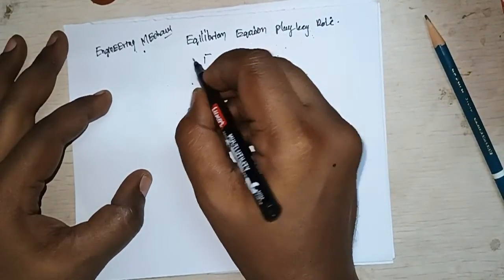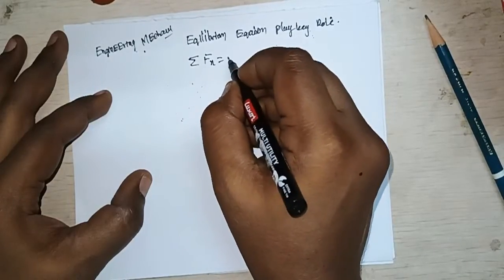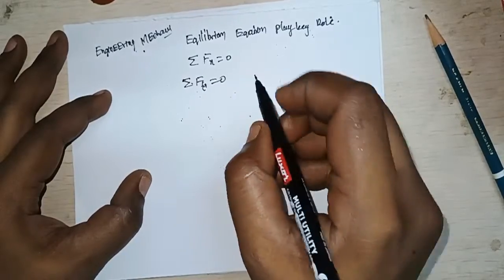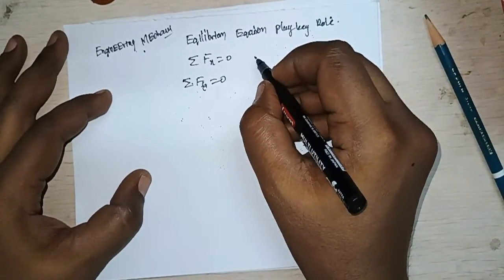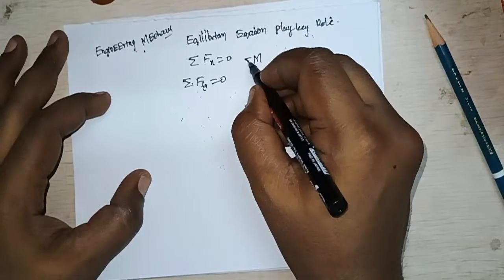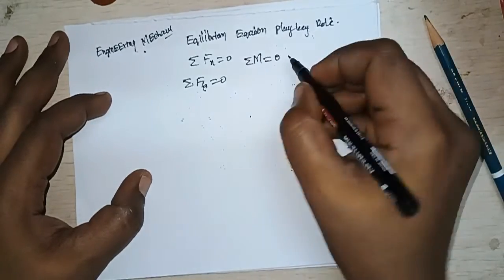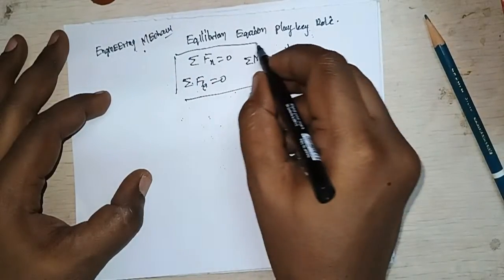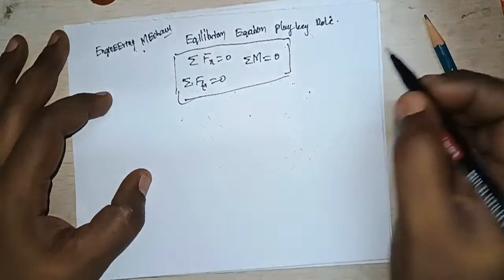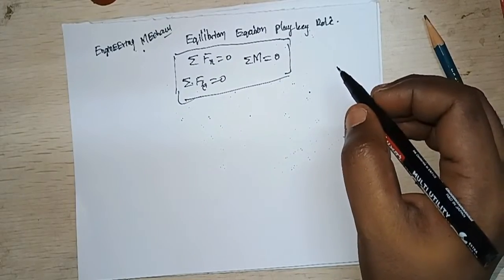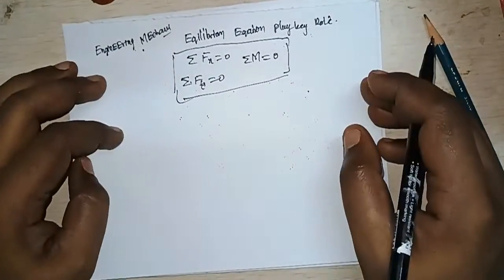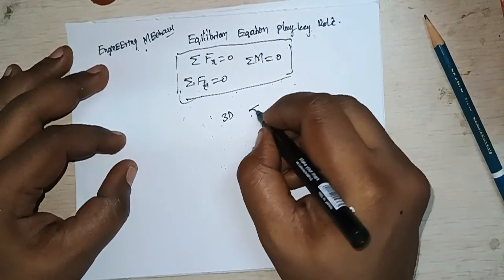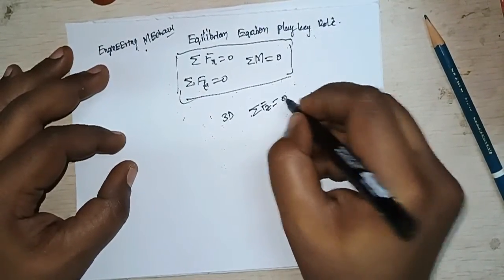First is sigma F of x is equal to 0, then sigma F of y is equal to 0, and also sum of M is equal to 0. These are the only 3 equations available to solve problems in statics. Okay, there is nothing beyond this. The only addition is that if you go to 3 dimensions, you will get sigma F of z is equal to 0 as one more.